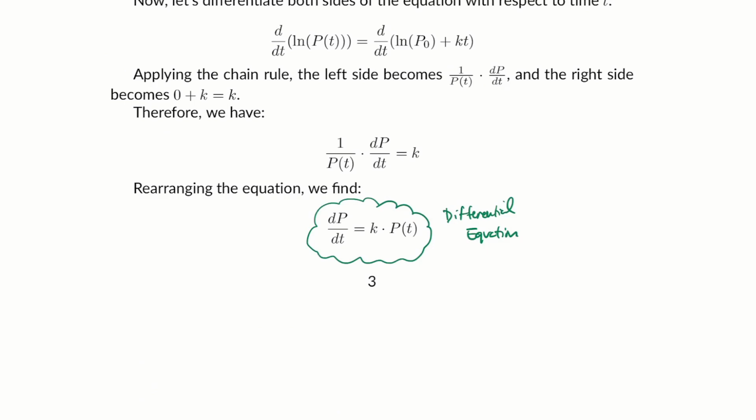And so what it really means is that the rate of change is proportional to the amount that you have. And so this equation describes perfectly what an exponential growth or decay looks like. It's based on how much there is, right?